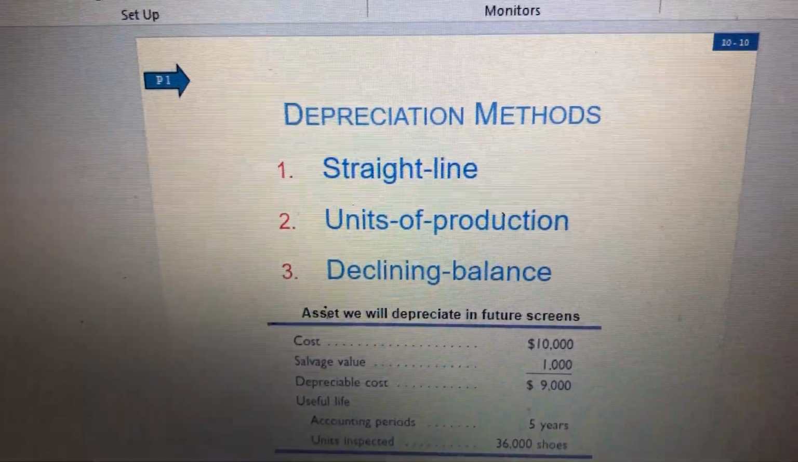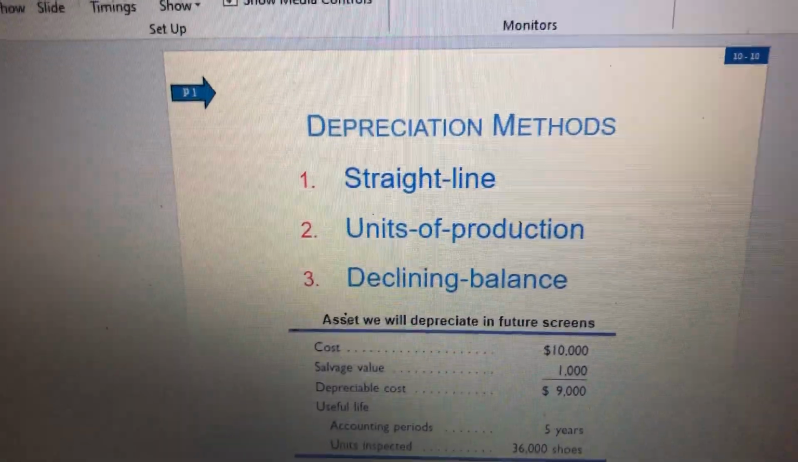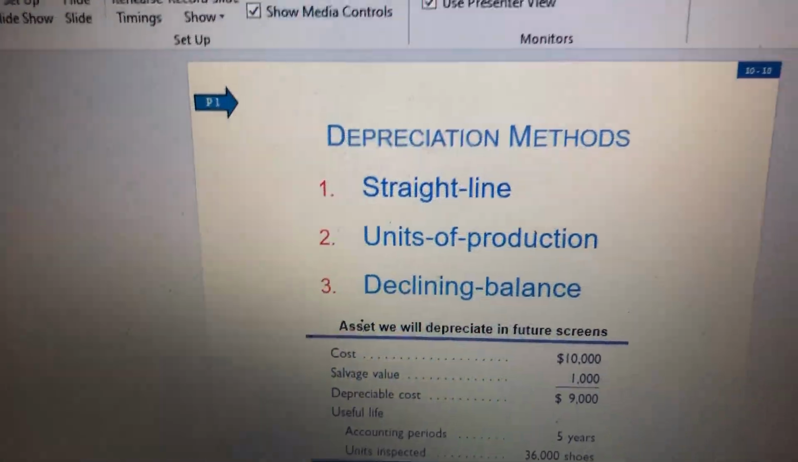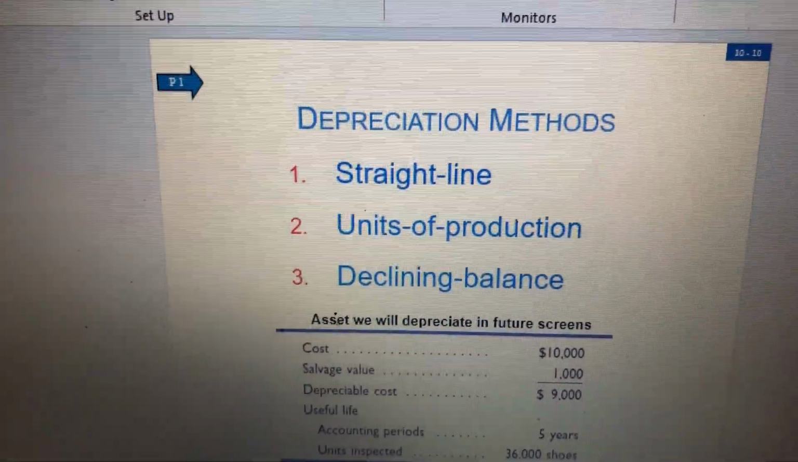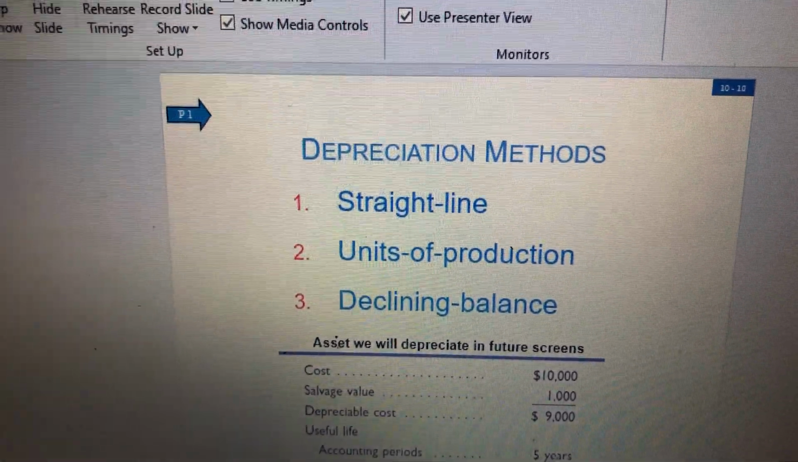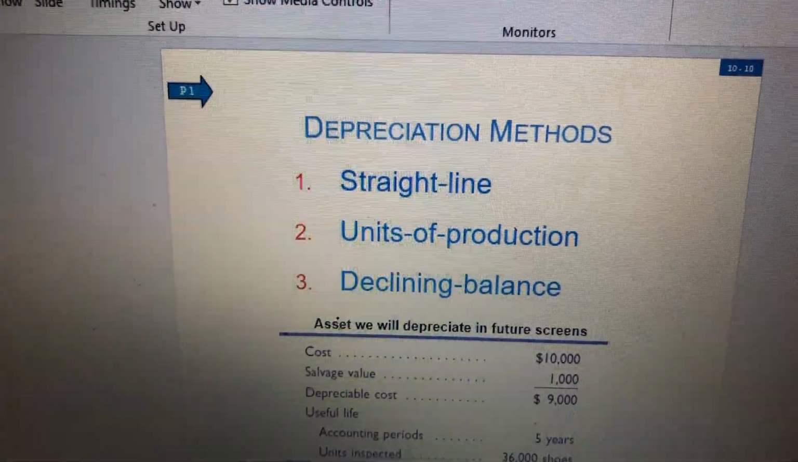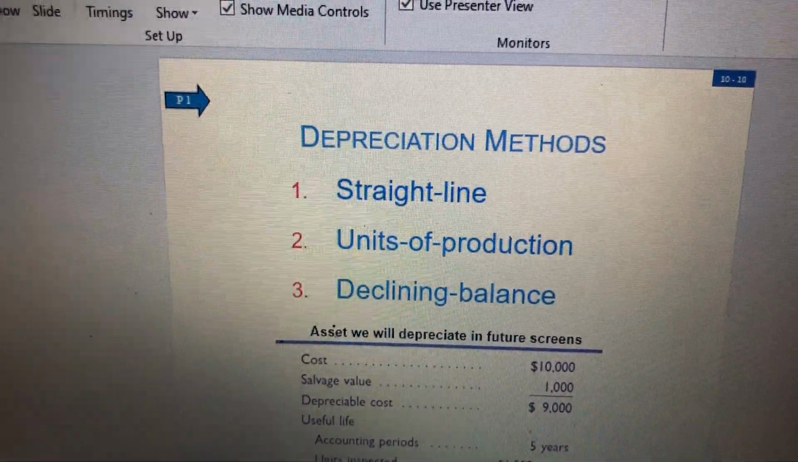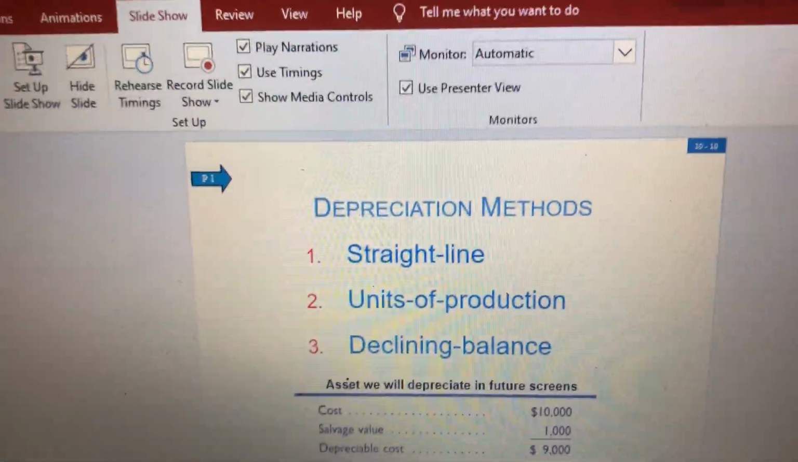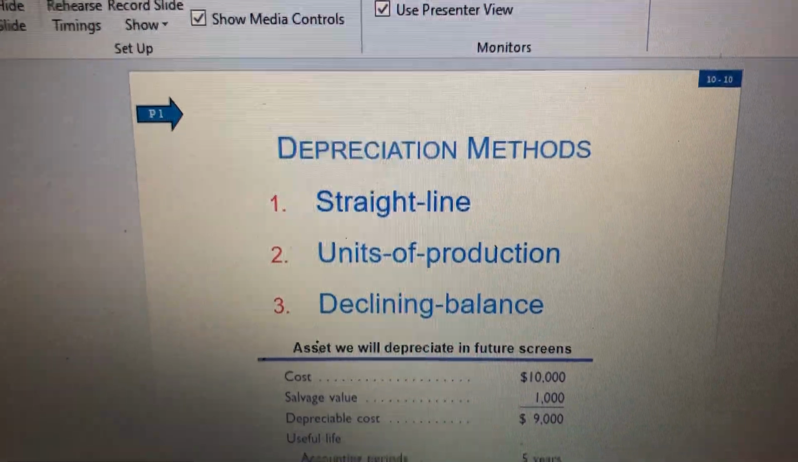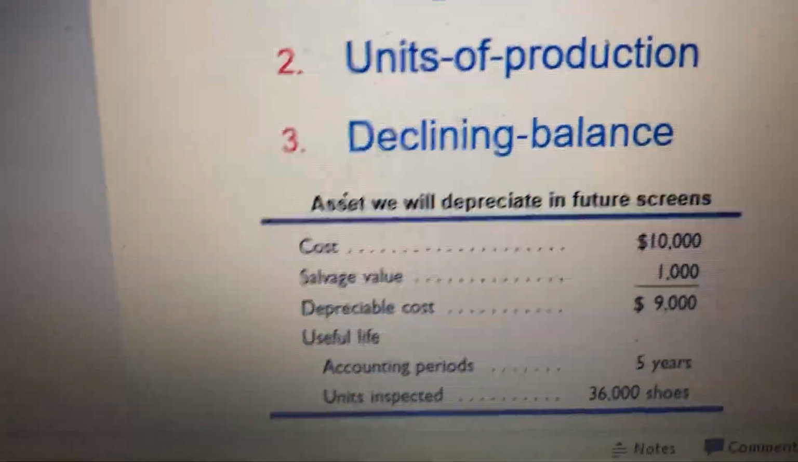There's several alternatives that you can use to record depreciation, which is taking the cost and spreading it over the useful life. We want to look at three of those: straight line, units of production, and declining balance. Now, for tax purposes, accelerated cost recovery is one that's specifically used for tax. There's another one called sum of the year's digits. We won't use that one in here. These are the three that we're going to use.